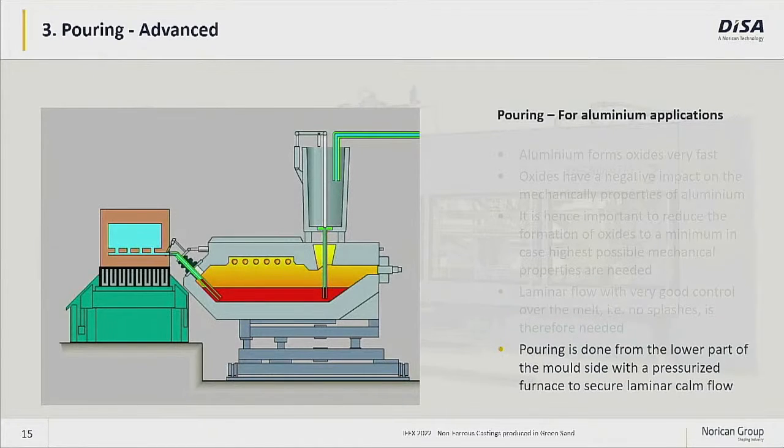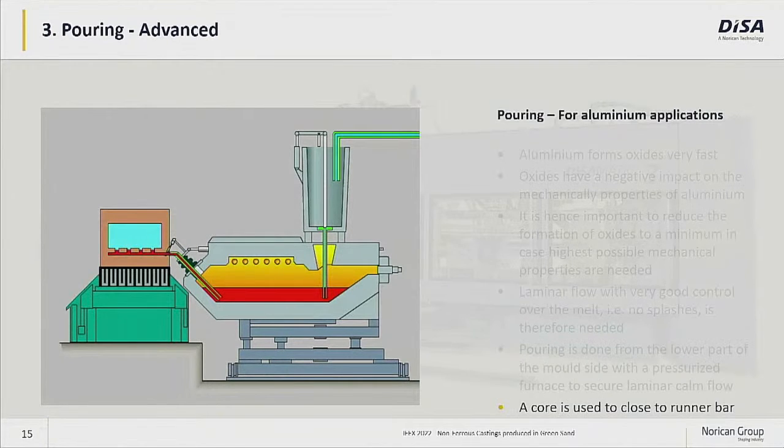We obtain this by using low pressure pouring, where we fill the metal through the side of the mold and slowly fill the metal into the mold. To get high productivity, we have a small core closing the runner bar, meaning we can move away from the mold with the pouring device before the metal is solidified.